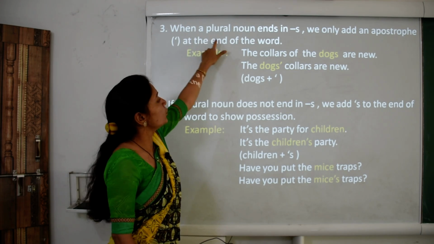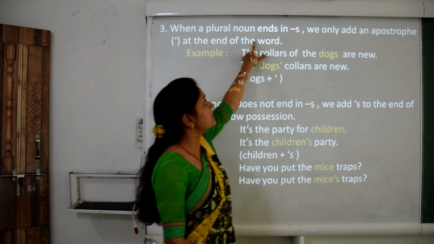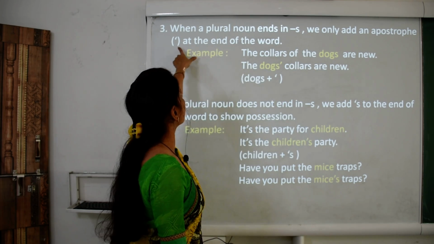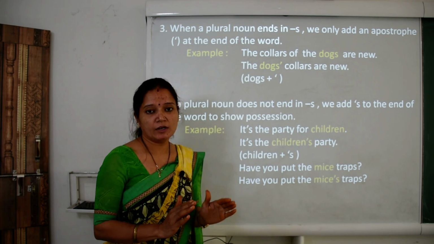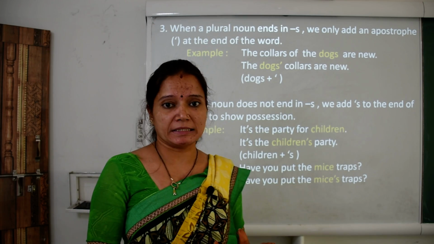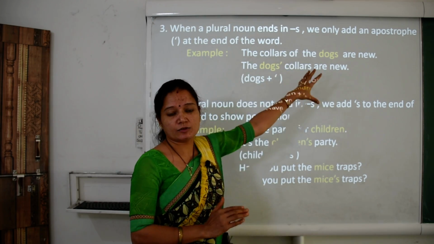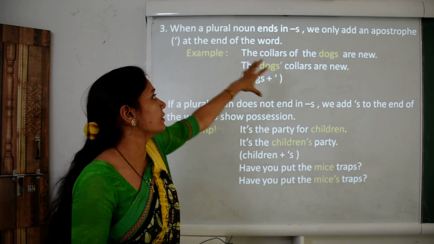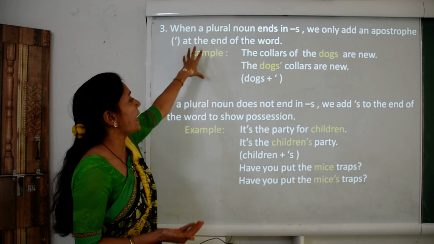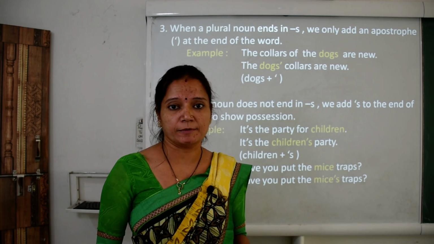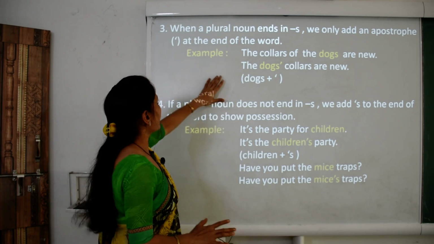When a plural noun ends in s, we only add an apostrophe at the end of the word. So if the plural noun is there and it ends in the letter s, if you want to show the possession, we'll add only an apostrophe, we will not add apostrophe s with it. So please remember this.